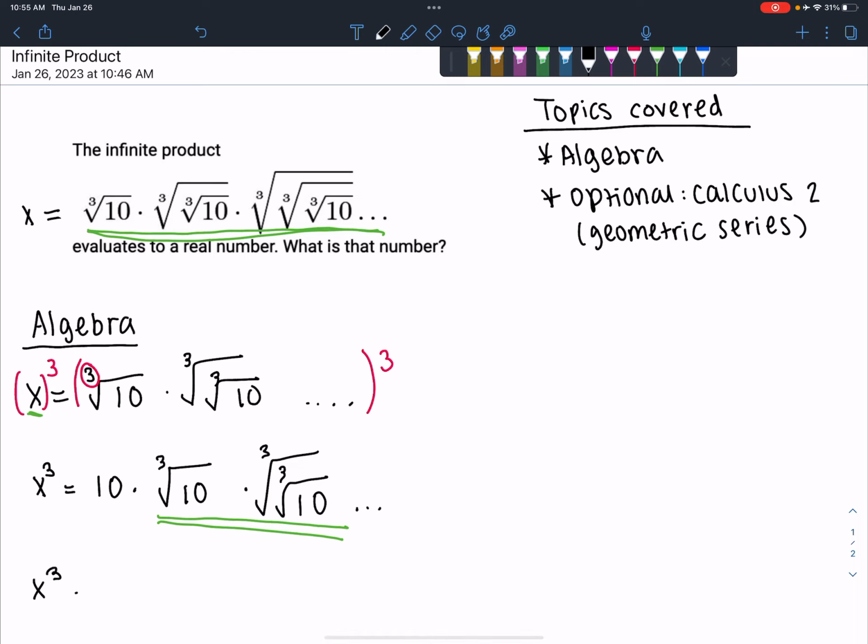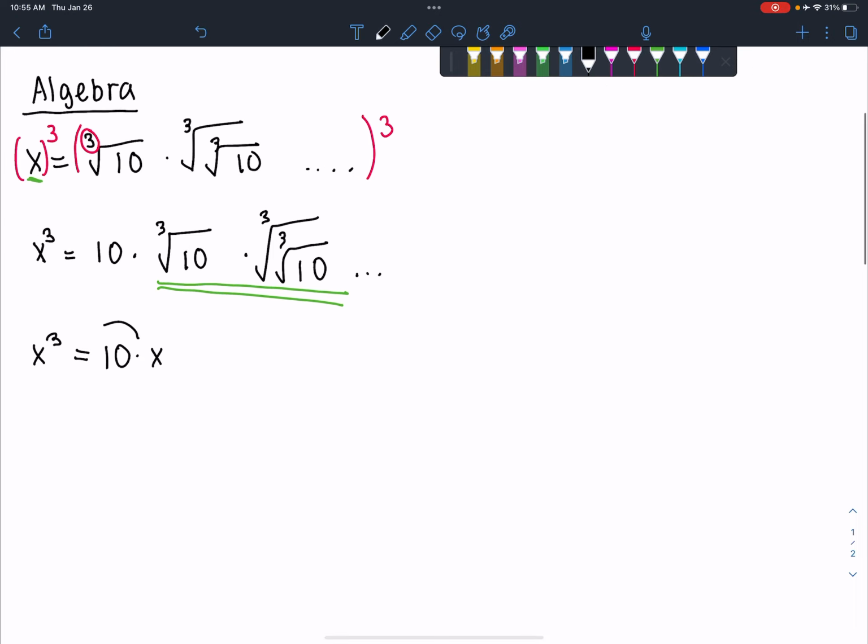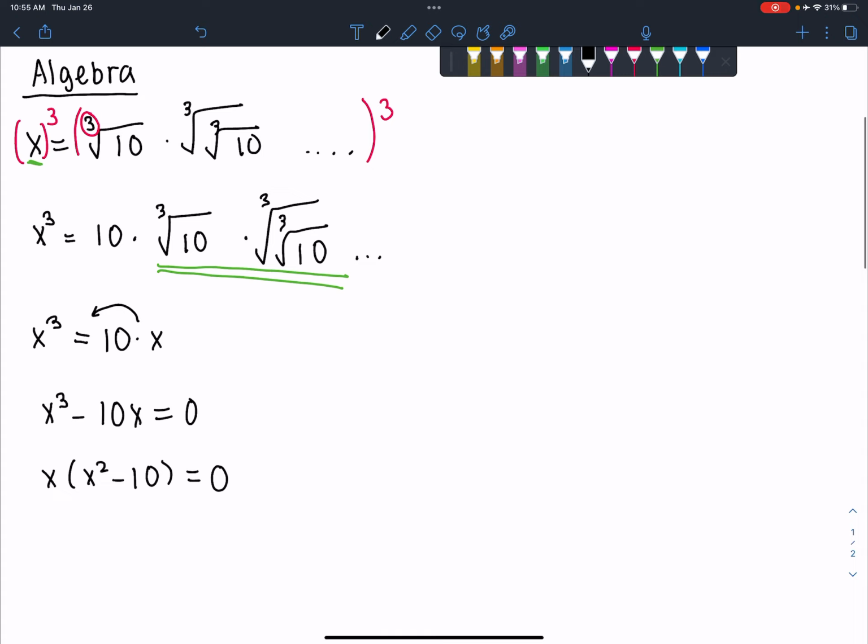So x cubed equals 10 times x. And once we have that, we can bring the 10x over to the left side by subtracting. And from here, we can just factor regularly. So we know that when we have two factors multiplying, one of them has to be 0. So what we do is we solve for 0, and this would be x squared minus 10 equals 0.